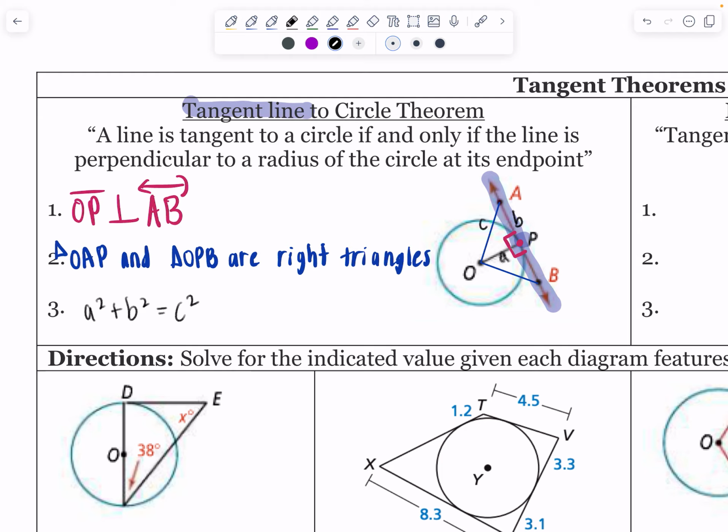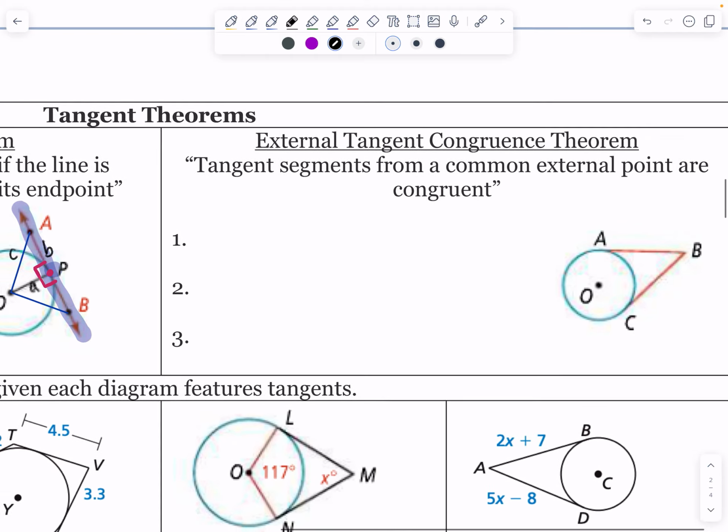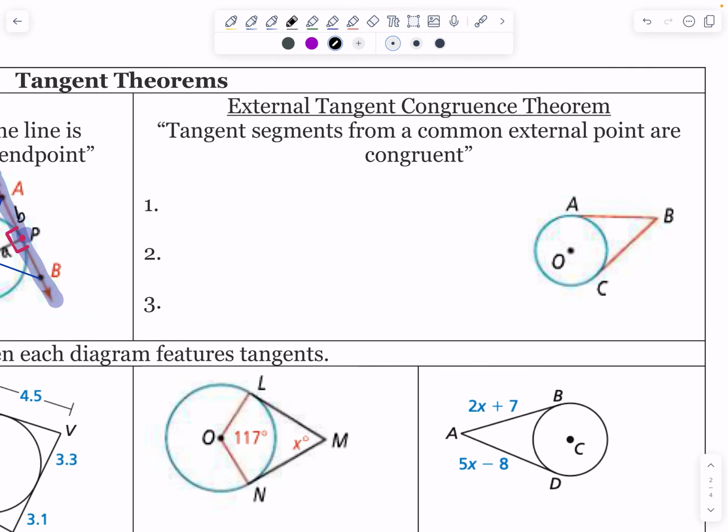So this allows me to work with the Pythagorean theorem on this circle. Okay. We also have the external tangent congruence theorem. I think of this like the ice cream cone theorem. Tangent segments, so I have 2 different ones. One is tangent right here. B to A is only touching the circle once. And then we have B to C is only touching the circle once, at point A and at point C.